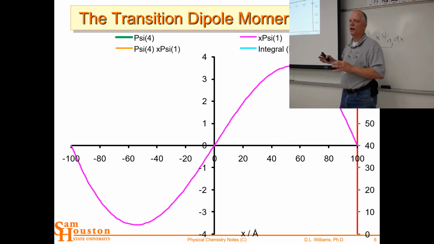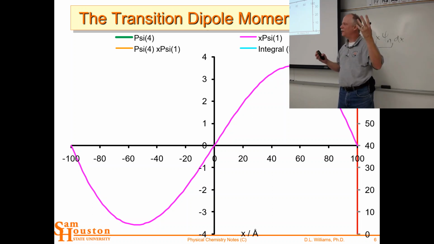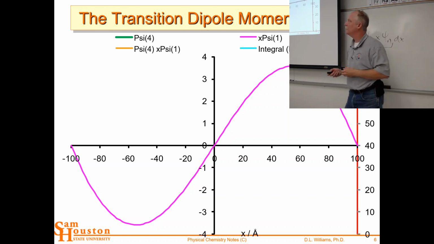So, all right, let's look at 1 to 4. Okay, so should that one be allowed or not? Yeah, so 4 minus 1 is 3. That's a delta n of plus 3. So that should be allowed.